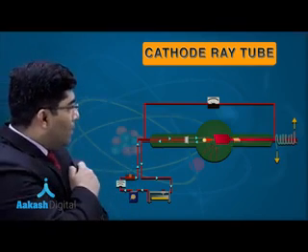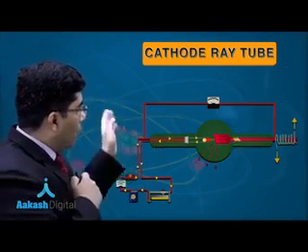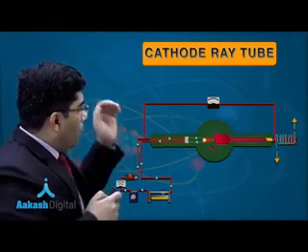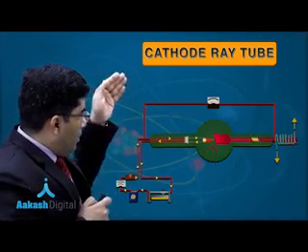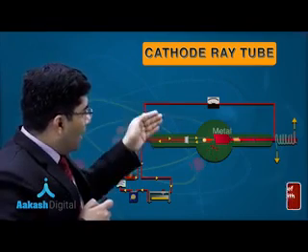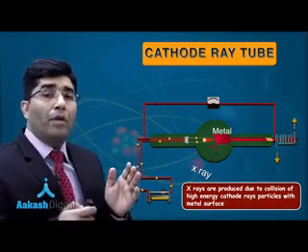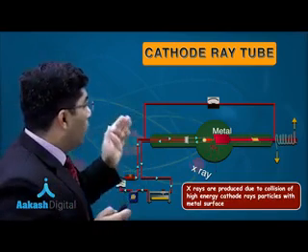Now you can clearly see from here, cathode rays are coming from left to right, and after collision with the metal, X-rays are coming out. So this is one more property of cathode rays.